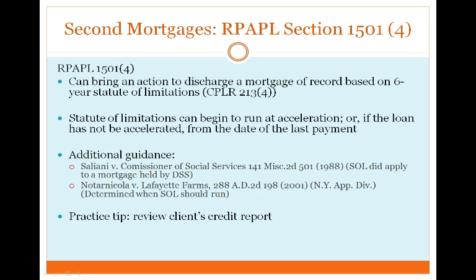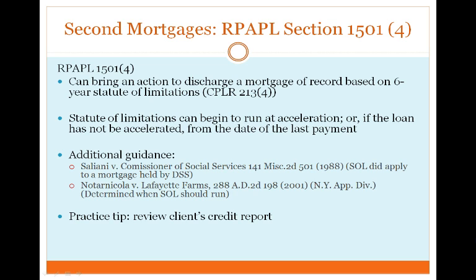So for your own preservation before you go through the process of trying to bring an action to discharge this mortgage, it's a good idea to get a copy of the client's credit report, especially if they don't have any statements or anything else that can help you determine what stage this mortgage is at. Now, when you bring an action to discharge the mortgage under RPAPL 1501, you are going to have to require your client, unless they are eligible for a fee waiver, to cover the cost of the filing fees. So that's something you'll want to talk to them about right away before you file this.